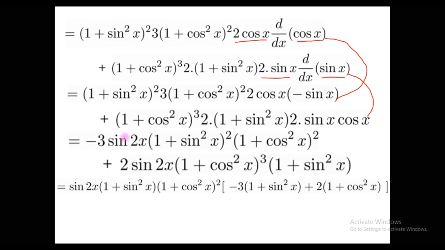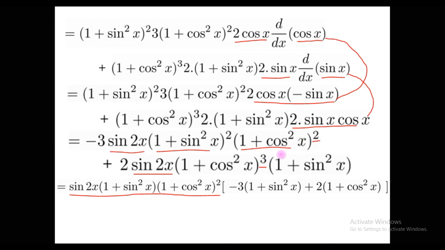This 3 is as it is, this 2 cos x and minus sin x will make it sine of 2x. Here also the 2 sin x cos x term is there. This also makes up sine 2x, like what we have done before. These two brackets are written as it is. Okay, I have simplified this part. I think the same brackets are repeated, so I have taken this part common: sine 2x, 1 plus sine square x, 1 plus cos square x, and square of that. Here square is there, here cube is there.